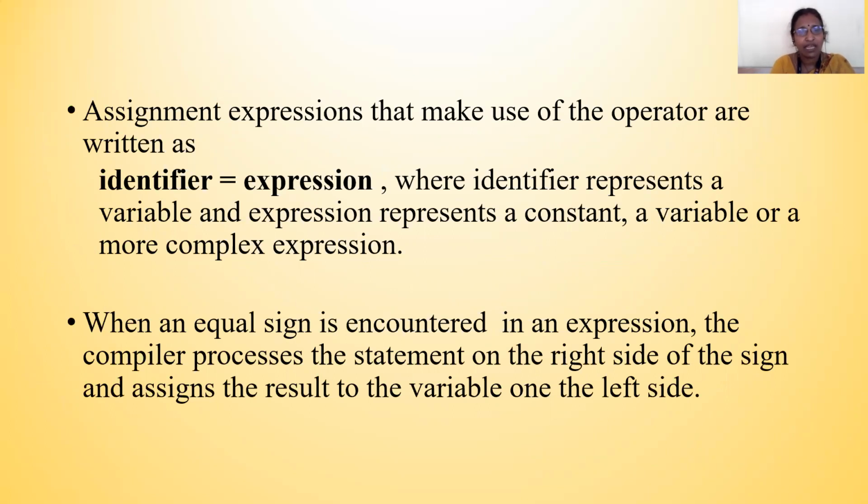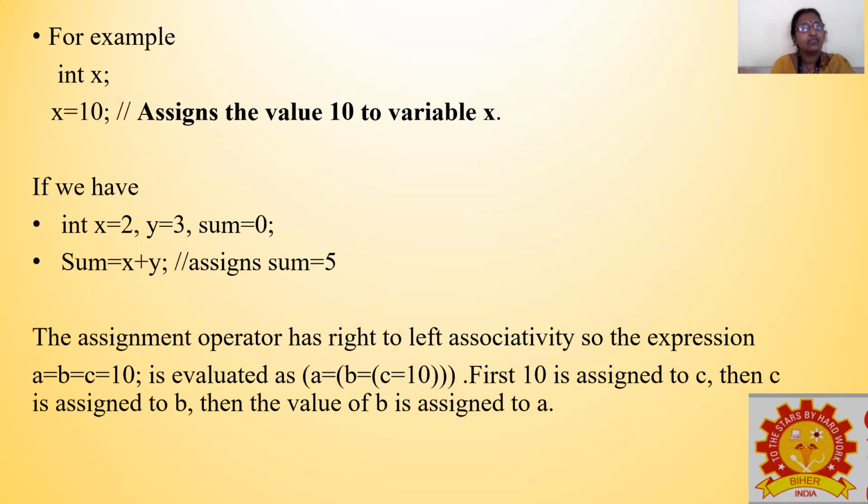When an equal sign is encountered in an expression, the compiler processes the statement on the right-hand side and assigns the result to the variable on the left side. int x = 10 assigns a value of 10 to the variable x. x is equal to 2, y equal to 3, sum equal to 0, sum equal to x plus 5. What is the value of sum? Sum will be 5.